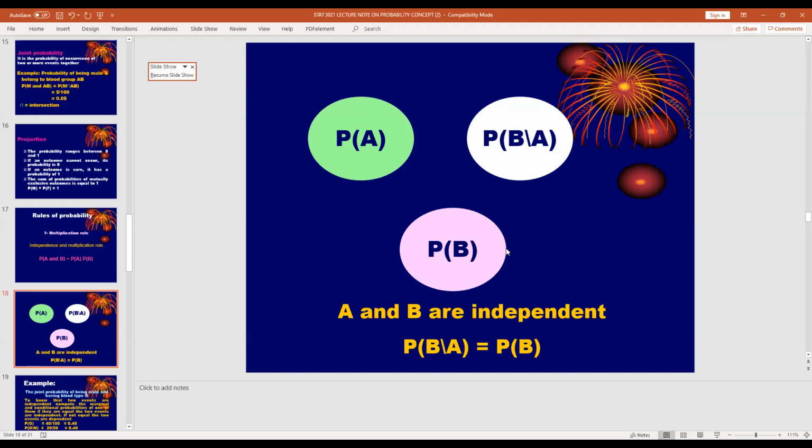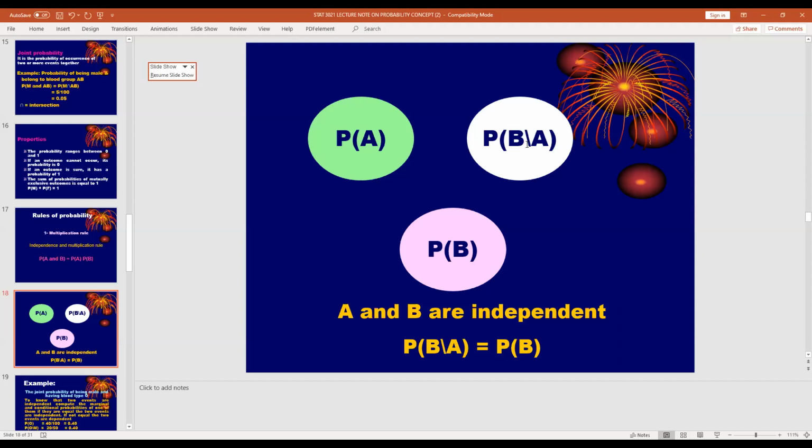Now, I wanted to take a look at this right here. I'm talking about the probability of A, I'm talking about the probability of B. Those are marginals. But if you take a look at this one here, I'm talking about the probability of B given that A has occurred. It means B is conditioning on A.